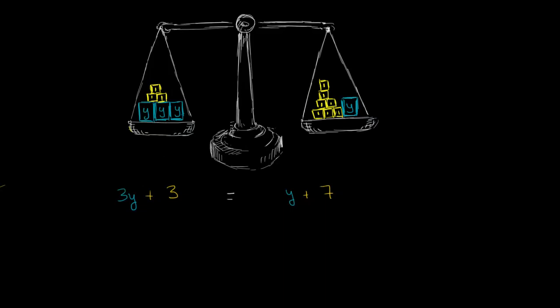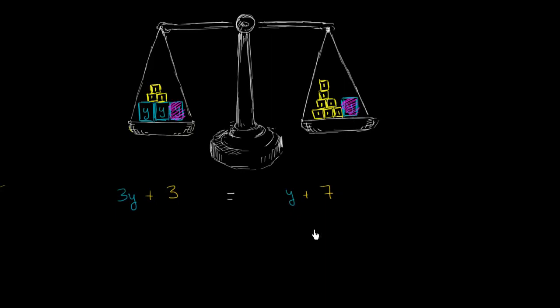And so the best way, if we want all of our y's to sit on one side, we can remove a y from each side. Remember, if we removed a y from only one side, that would unbalance the scale. The scale was already balanced. Whatever I have to do to one side, I have to do to the other. So I'm going to remove a y. I'm going to remove y mass from both sides.